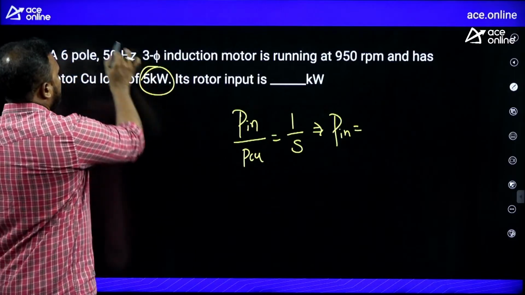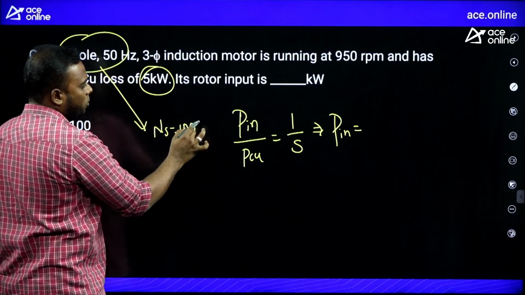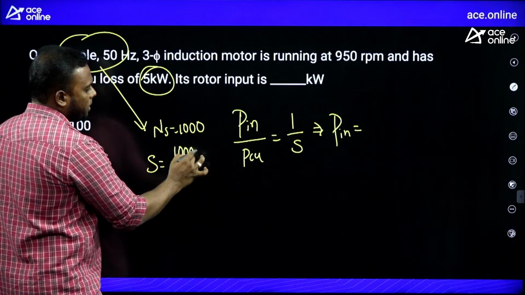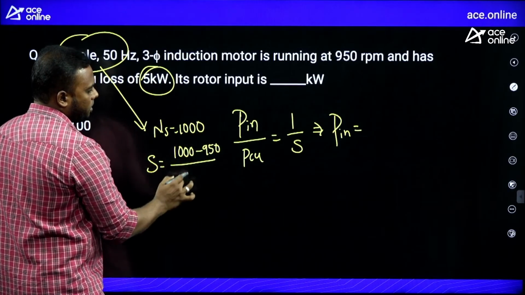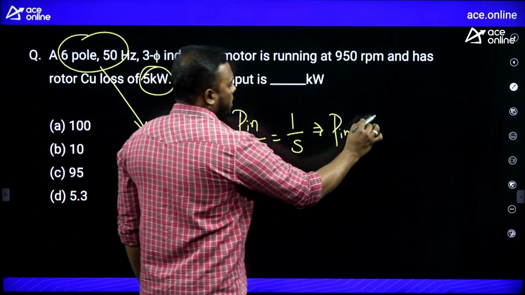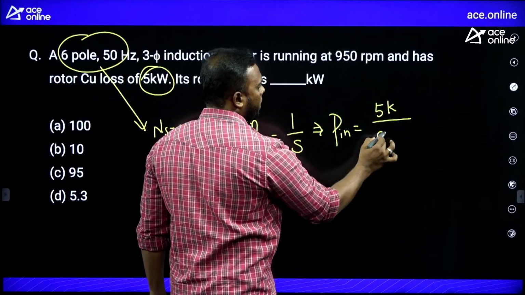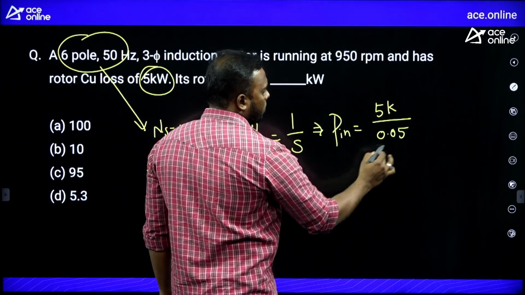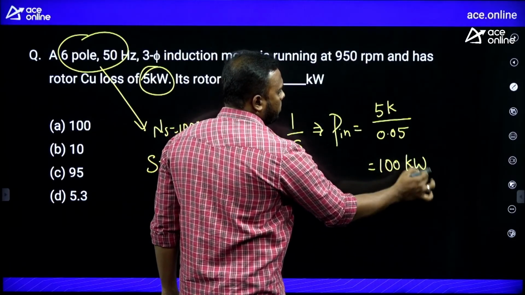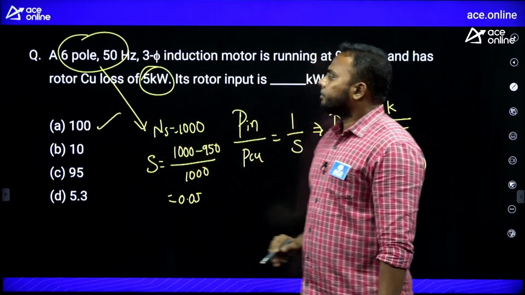First, for 6 poles, the synchronous speed you should write quickly: 1000 RPM. The speed is 950. What is the slip now? 1000 minus 950, that is Ns minus N by Ns, we get slip 0.05. Now substitute here. Rotor copper loss given 5 kilowatts divided by 0.05. Now calculate this, we get 100 kilowatt. The rotor input power is 100 kilowatt. Which option? 100.